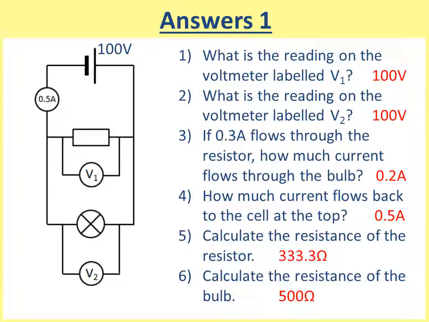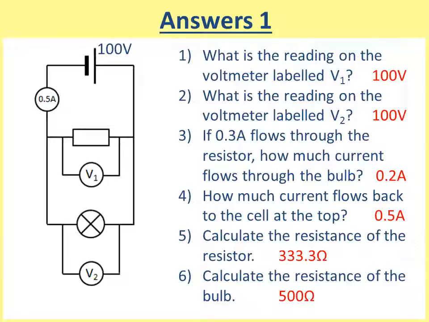Here are the answers. The answer to question number 1 is 100 volts, and that's because the resistor is touching each side of that cell. Therefore the cell can give the electrons all of the energy before they travel through the resistor. Question number 2 is also 100 volts because again that lamp is touching both sides of the cell. And that's the same for every component in parallel. They will all have 100 volts.